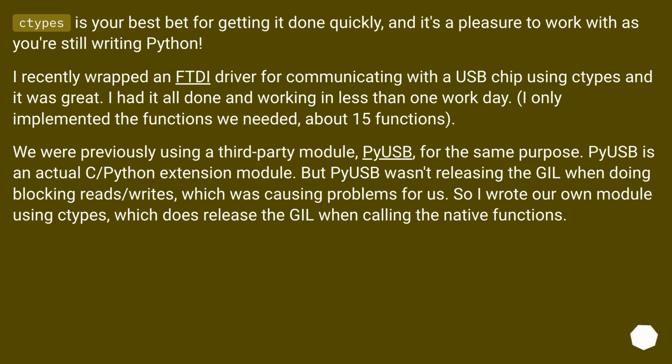We were previously using a third-party module, PyUSB, for the same purpose. PyUSB is an actual C/Python extension module. But PyUSB wasn't releasing the GIL when doing blocking reads/writes, which was causing problems for us. So I wrote our own module using ctypes, which does release the GIL when calling the native functions.